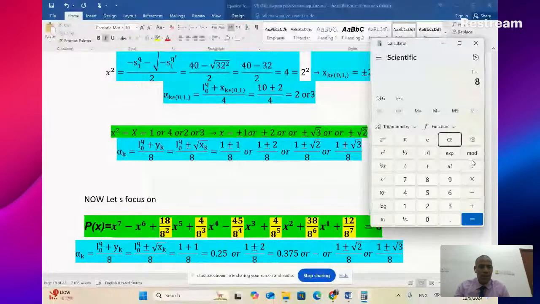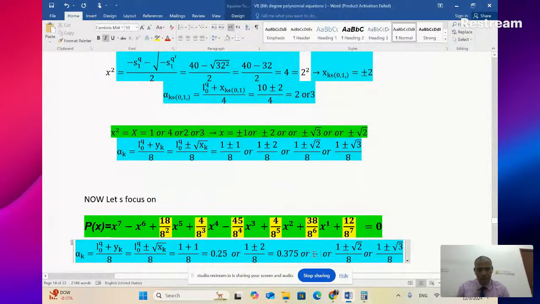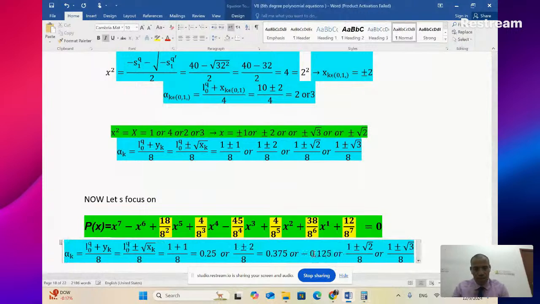1 divided by 8, learners, is going to be equal in fact to 0.125. So it comes here. Of course, there is a negative sign, negative 0.125. Now this one, leave it in surd form. This one is also left in surd form.